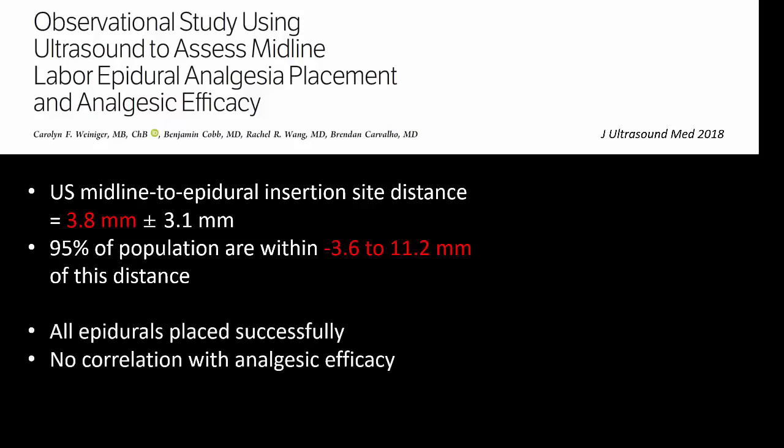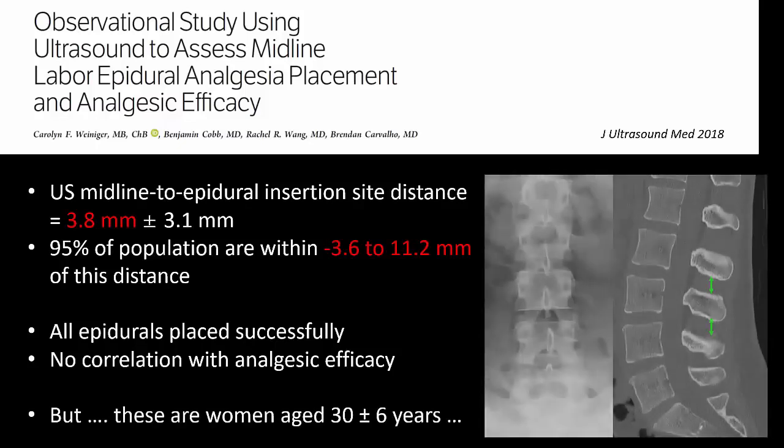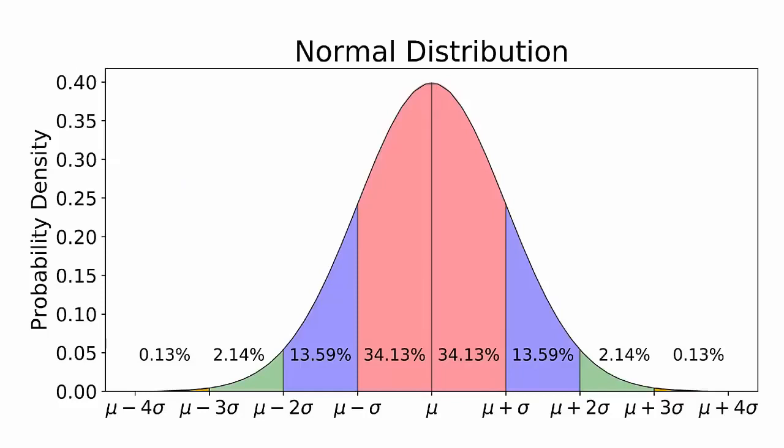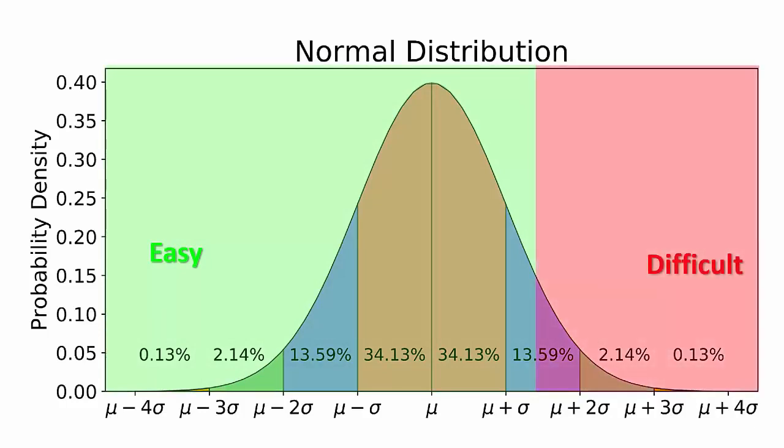Now, all epidurals were successfully placed and there was no correlation of this distance with efficacy. So does it matter that you can be almost half a centimeter off midline when performing neuraxial blockade via midline approach? Perhaps not if you're doing it in young patients who have spines and interlaminar spaces that look like this. In fact, the question almost becomes, why should we have any trouble finding the space in these patients? My concern is not whether I can do a neuraxial block in normal patients with wide open spaces, but whether I can do it in patients with difficult anatomy and narrowed spaces.